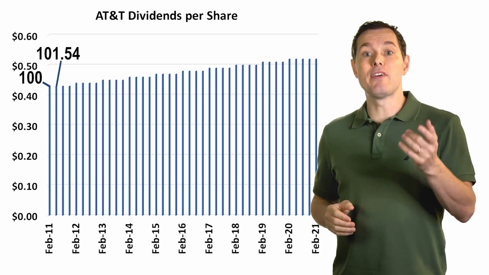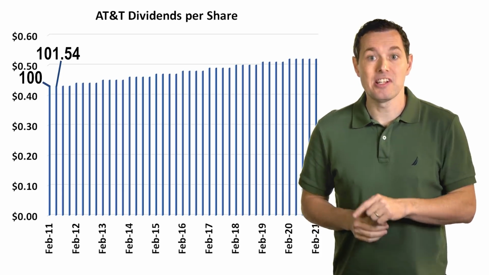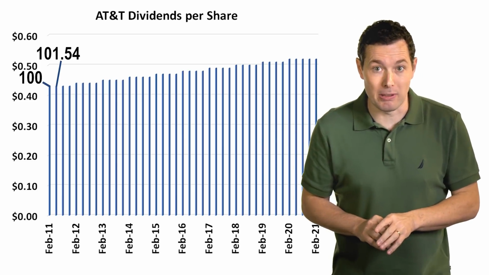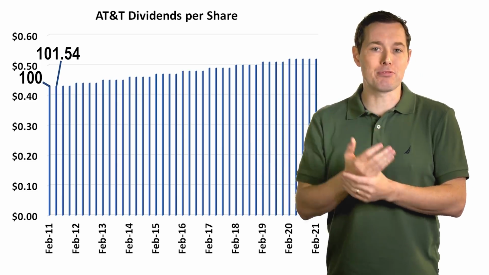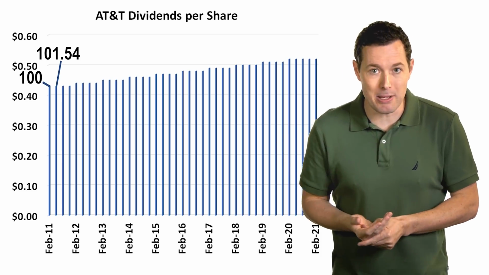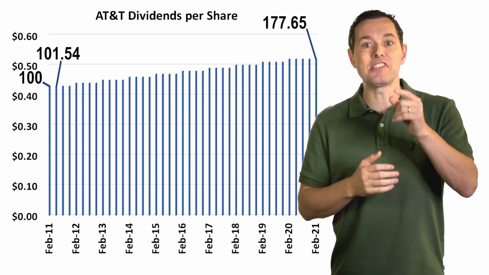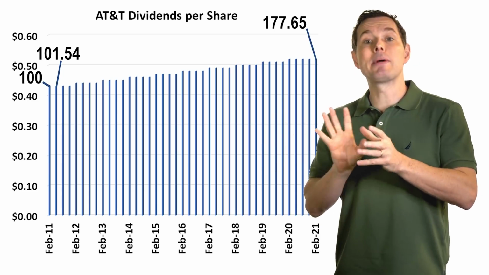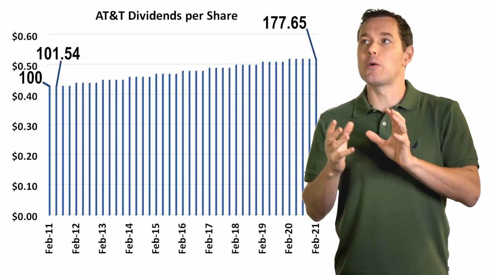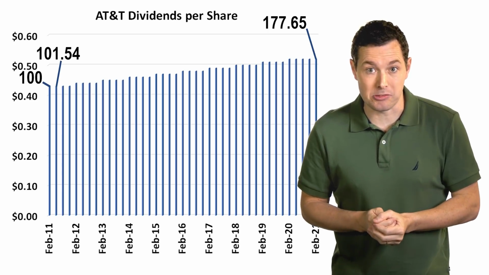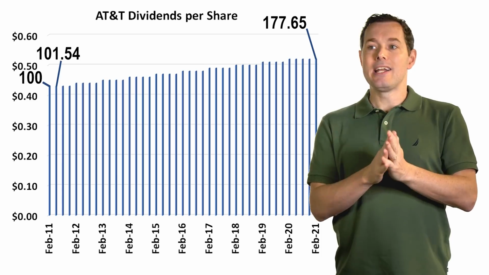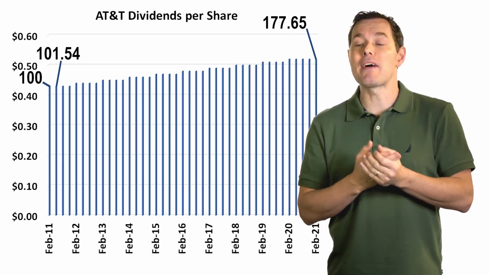So just like that, we now have 101.54 shares, and we just keep reinvesting that dividend automatically through the dividend reinvestment plan every quarter through the present quarter. And as of February 2021, which was the most recent dividend payment, we had about 177 and a half shares coming out of that dividend. Now, this brings us to one of the interesting benefits of using dividend reinvestment plans. First, one advantage is that it all happens automatically. It's not something we have to think about.